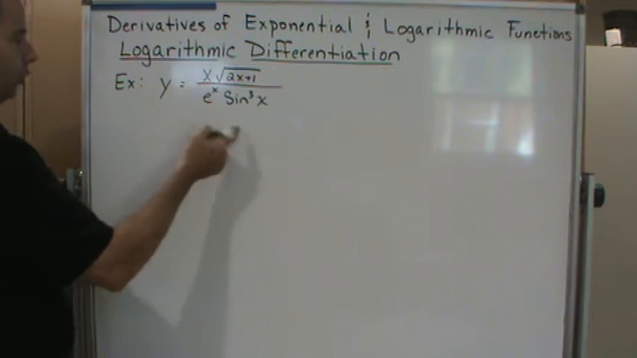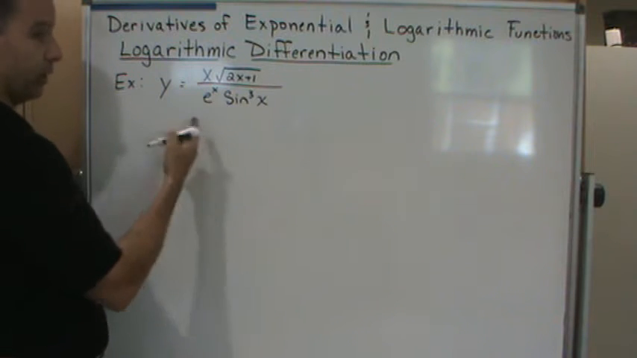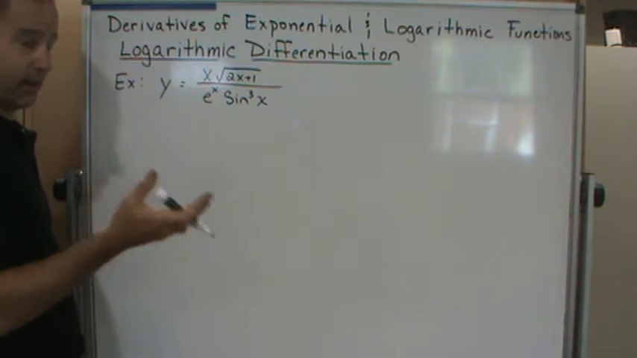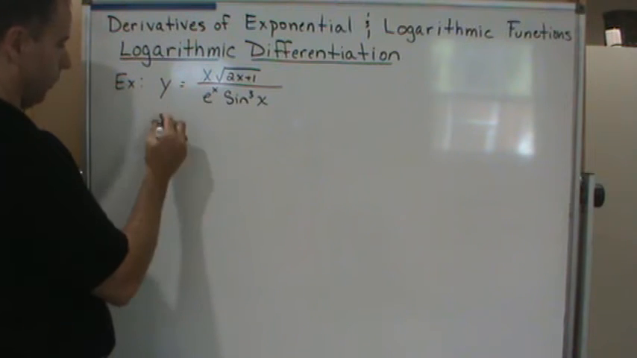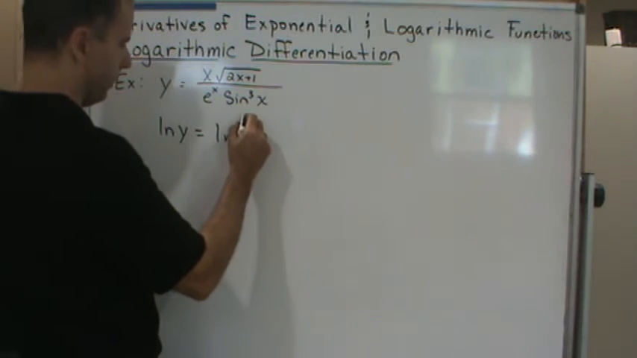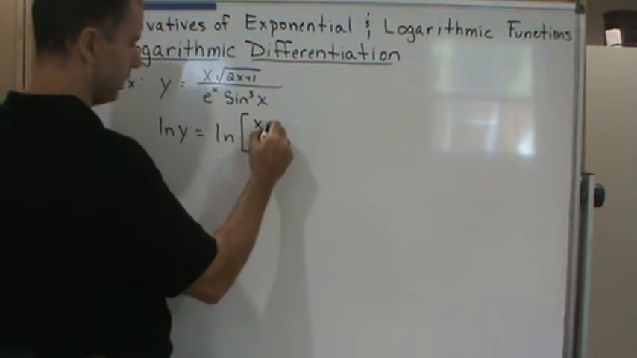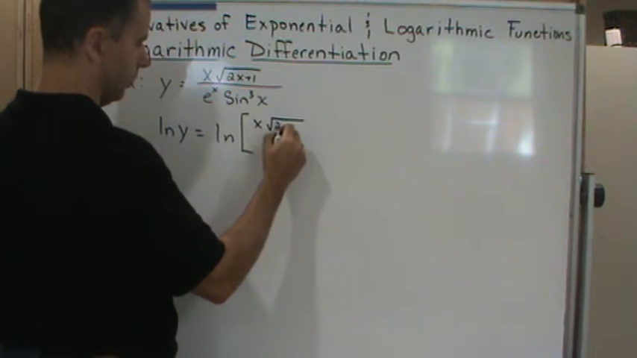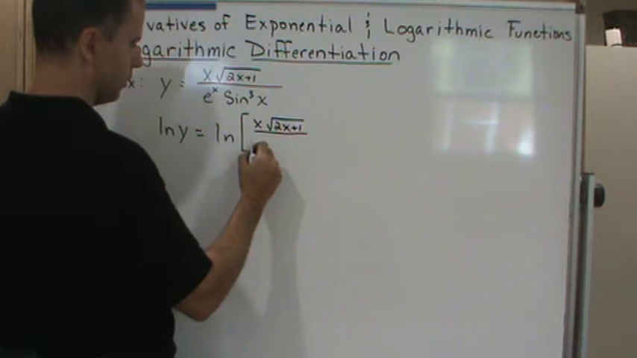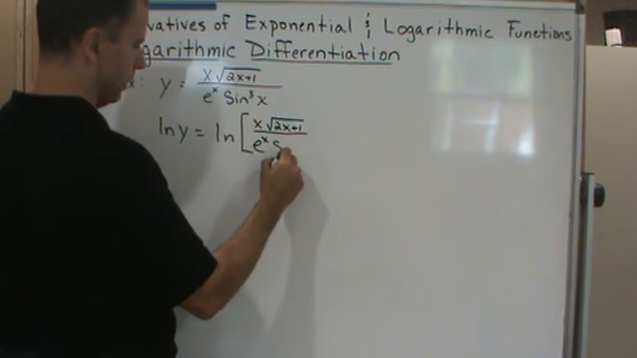So again, what are we going to do? We're going to take the natural log of both sides, right? In order to use logarithmic differentiation, we have to have some logs in there. So that means that we're going to write the natural log of y is equal to the natural log of this entire thing. I'm going to write small. You should still be able to see it.